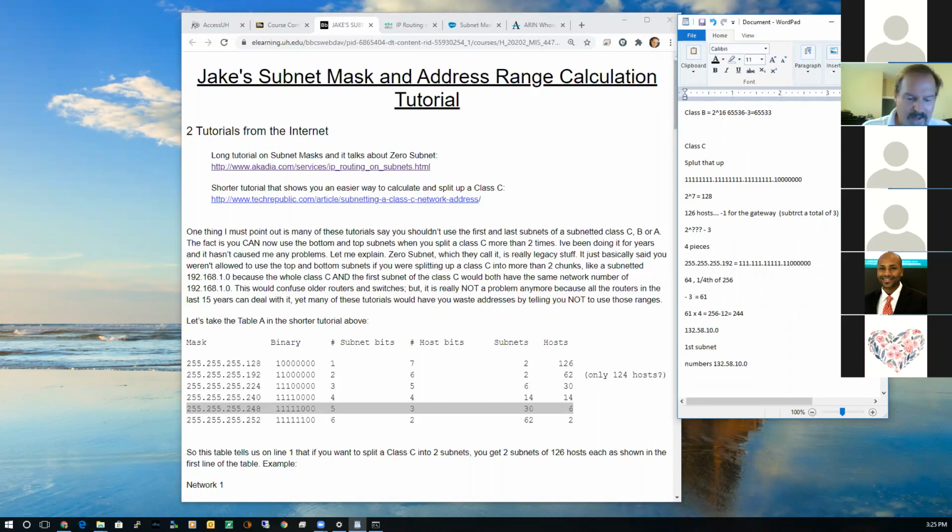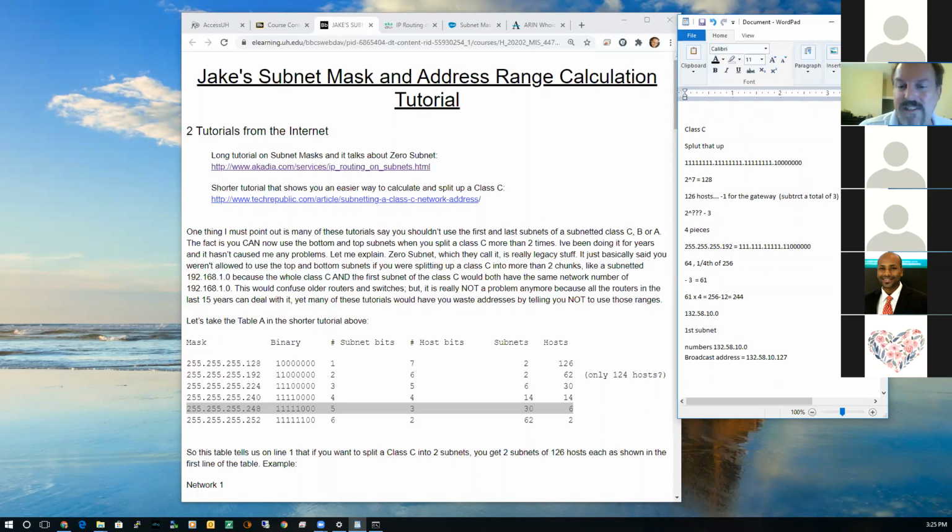The broadcast address, which represents the last address in that range, what do you think that is? It's going to be 127. Do you understand where the 127 comes from? If I go to 128, that's starting the next block.